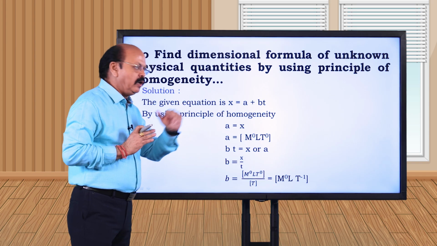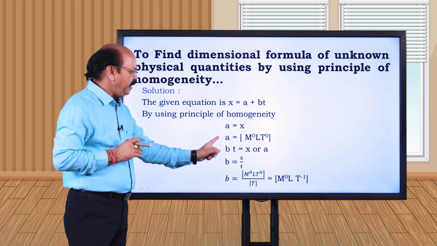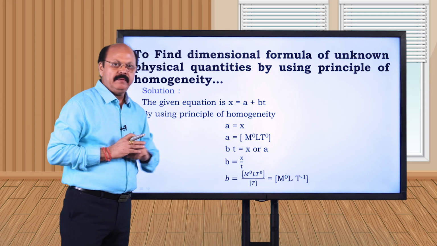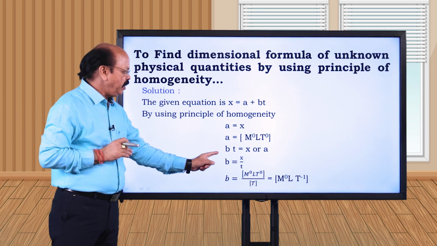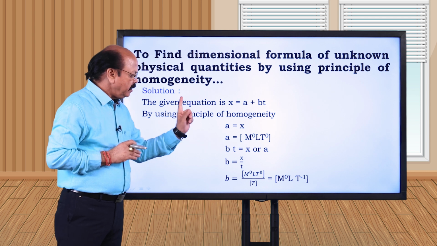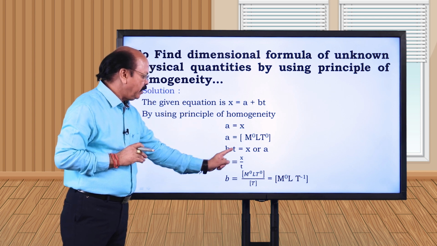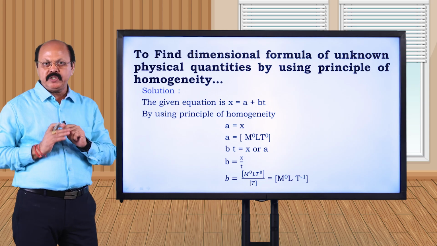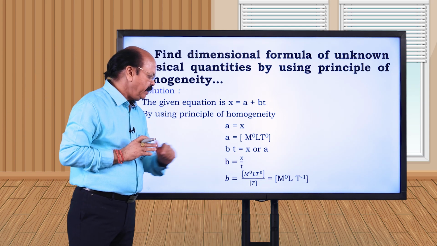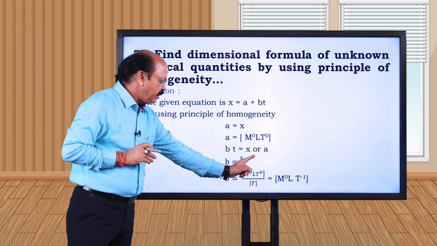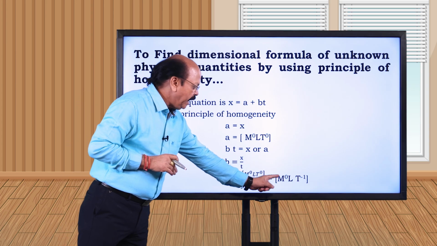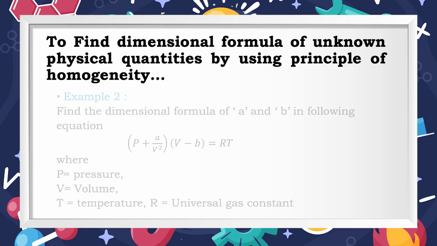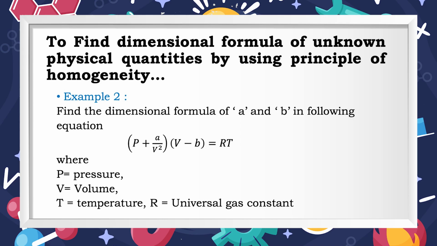So, that is why a equals x, then the dimensional formula of a becomes [M^0 L T^0]. Similarly, bt is also equal to distance, then bt equals x or a. On simplifying, we can say that b equals x upon t. Now, we substitute the dimensional formulas of x and t, then it becomes [M^0 L T^0] divided by T. Now, the dimensional formula of b becomes [M^0 L T^-1].